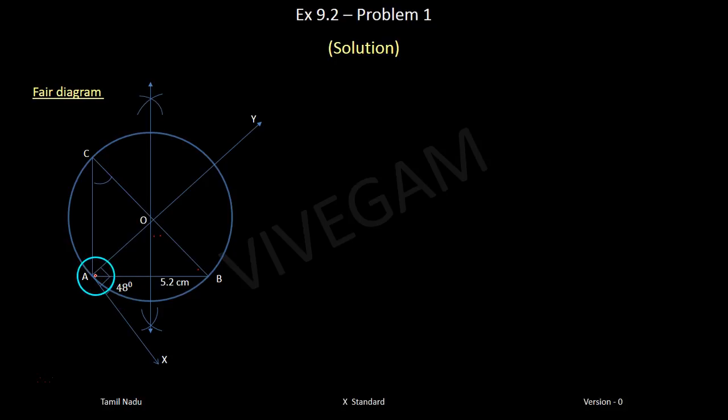So that angle will be the same, the circular segment will contain the same angle. Which means angle XAB will be equal to angle ABC, that is 48 degrees.